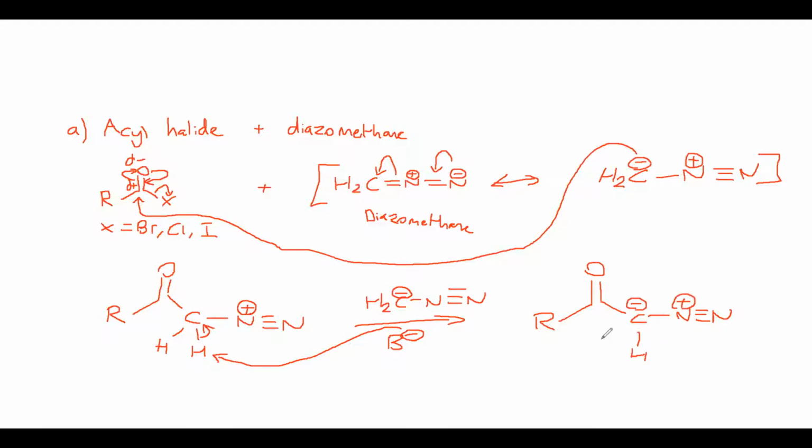And then all we need to do is add in some heat or some UV light, and we can get this nitrogen leaving as nitrogen gas, and we are left with our carbene, as we showed in the previous video. So, like I say, if we add one equivalent of the diazomethane, we'll need to add a base in also. But if we add excess diazomethane, we don't need the base, because the diazomethane can act as a base itself, taking that proton.